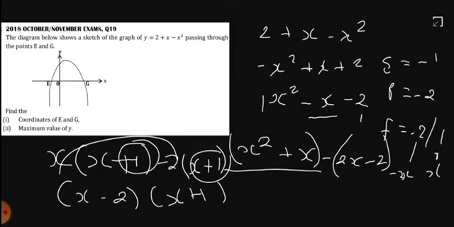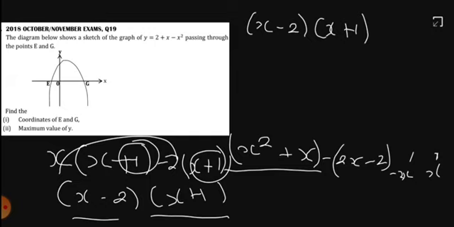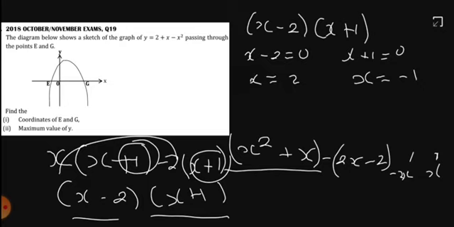And from there, we need to find the coordinates. We haven't yet found the coordinates, we just found the factors. So since we have x minus 2 and x plus 1, we need to equate these two to 0. So we're saying x minus 2 is equal to 0 and x plus 1 is equal to 0. When you collect the like terms, you're going to see that x is equal to 2 or x is equal to negative 1.